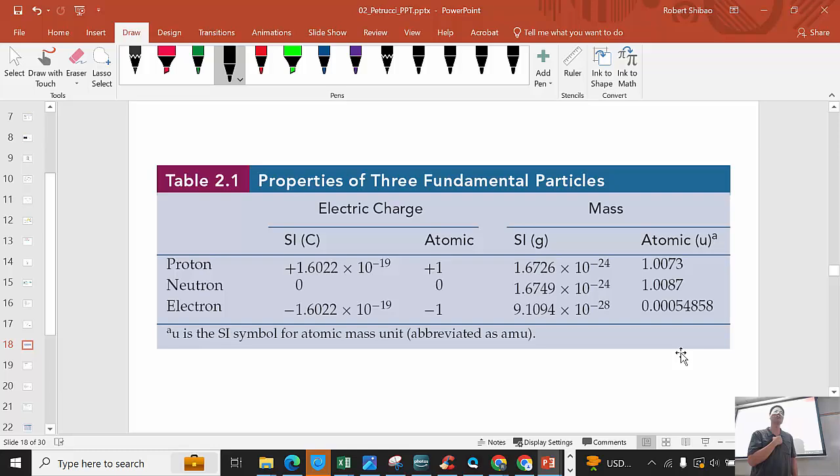And how much does a proton and neutron weigh qualitatively? 1 U. The question is, do you need to memorize this? No, you don't need to memorize. The only thing that you have to memorize is qualitatively the proton and neutron weigh about 1 U, and the neutron is just slightly heavier. That's all you need to know.